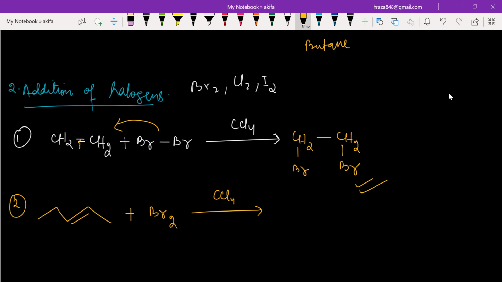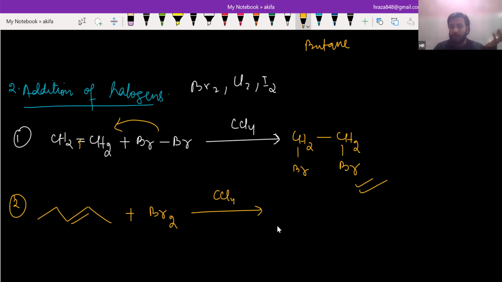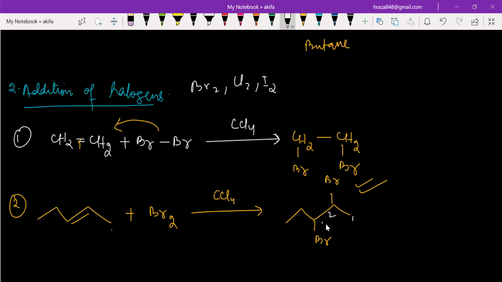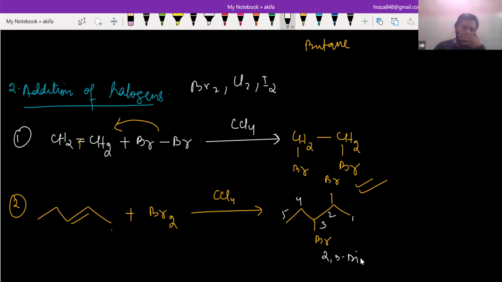This will be dibromopentane. Dibromo, what will be the number where dibromo exists? First, second, third, fourth. It will be like this. Bromine will be here and bromine will be here too, right? So it will be 2, 3. The numbering is very important.